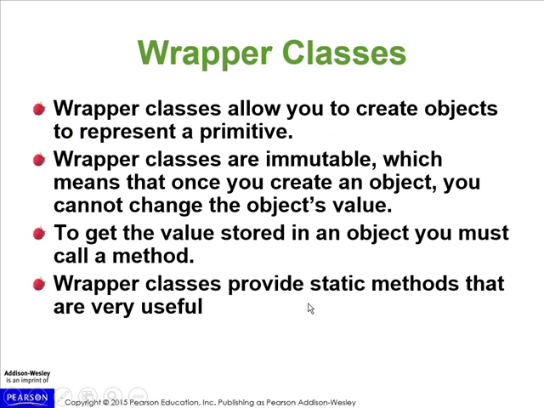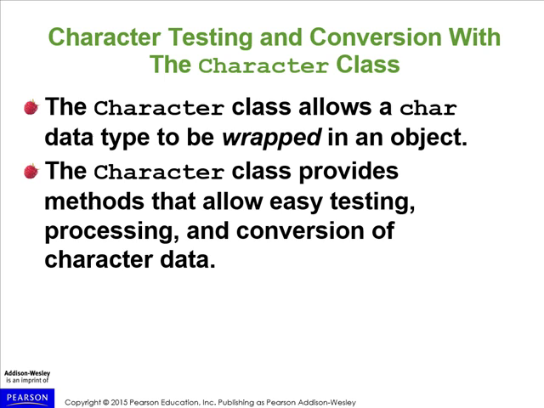There are no special imports to do with those because you already have java.lang.Object, which you've already got available to you. Notice there, they allow you to create objects to represent a primitive. They're immutable. That's not really said very well, but we'll get into that a little bit later when we talk about strings as far as mutability and immutability. To get the value, you must call a method, and they provide a lot of classes and stuff that can be usable. All right. Now, the Character class, as it says, allows a char data type to be wrapped in objects.